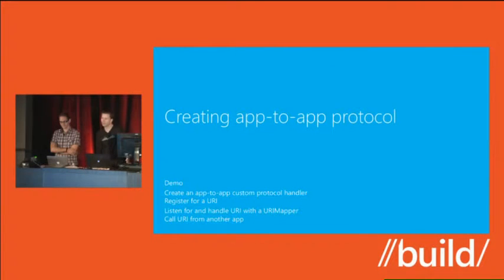Just to sum up, hopefully you've seen how simple it is to add support for app-to-app protocol to your app. It's really just a case of adding the protocol extension to the WP app manifest file, and then a little bit of code for URI mapper to do the URI mapping. I've also shown you how you would call that URI from another app.